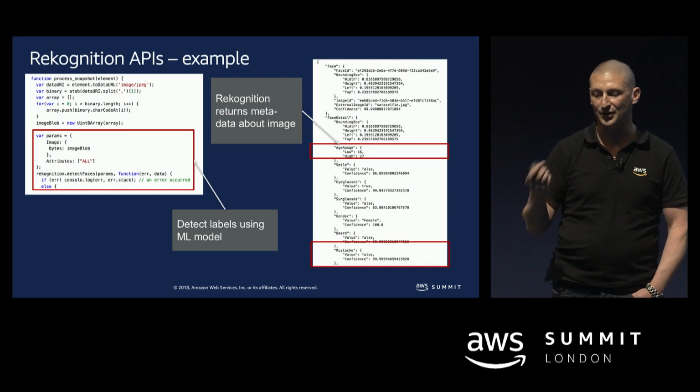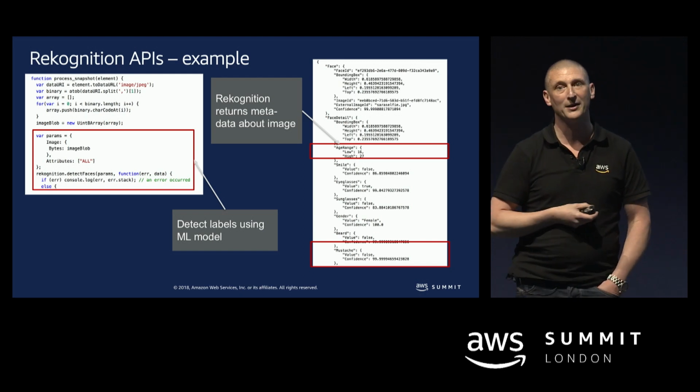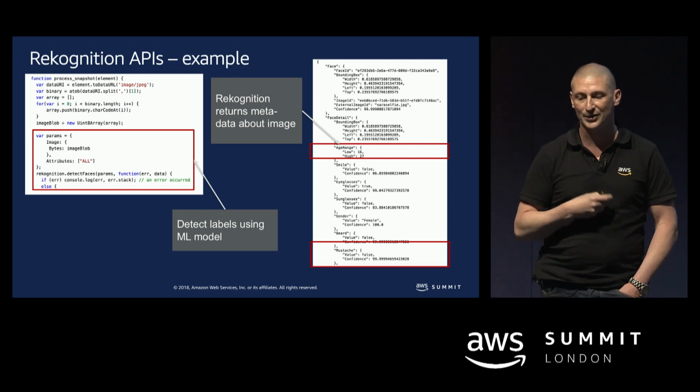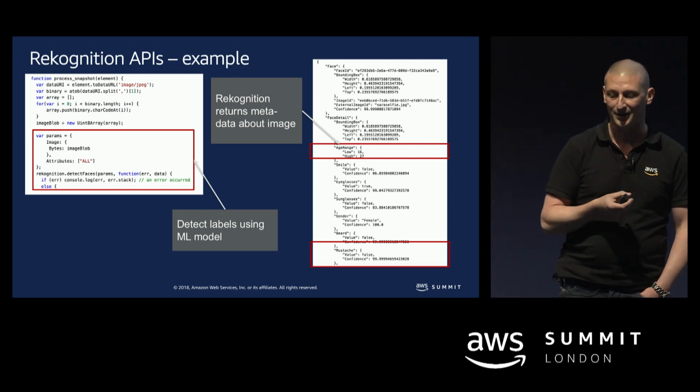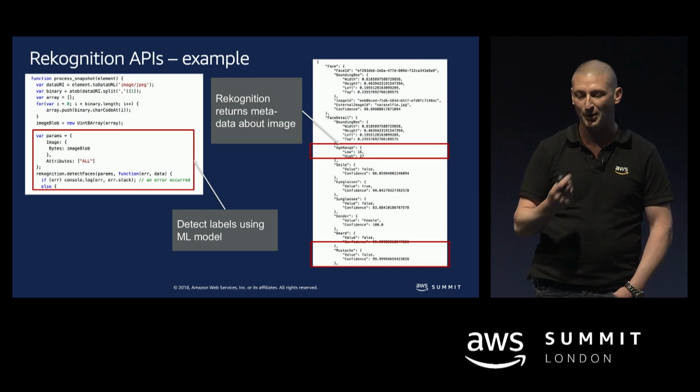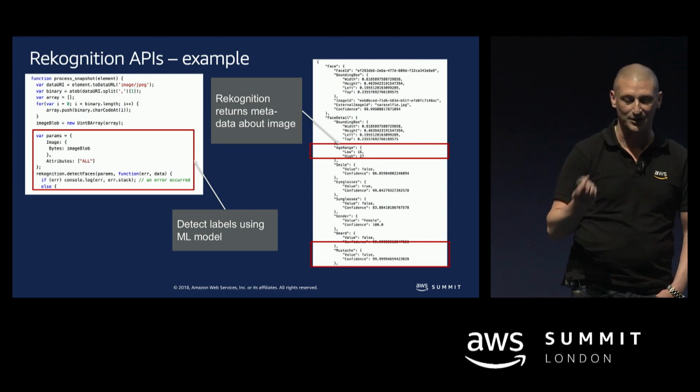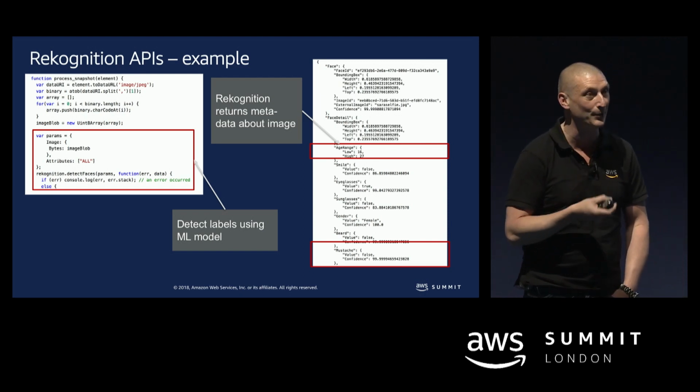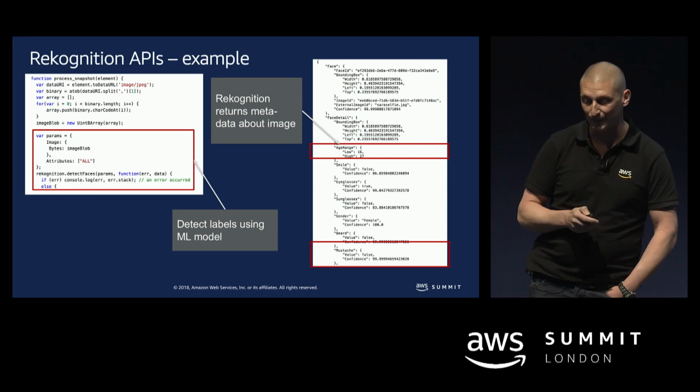So you can see it's got the face detail. What was the bounding box on the face? What was the age range of the face that was detected? Other information such as the smile. Am I wearing eyeglasses? Am I wearing sunglasses? Have I a beard and a mustache?